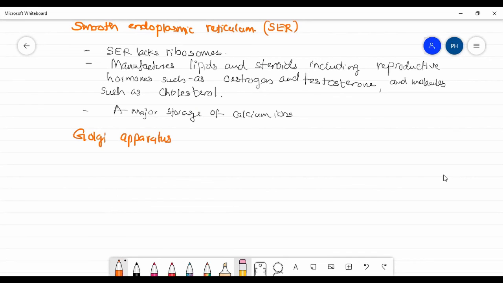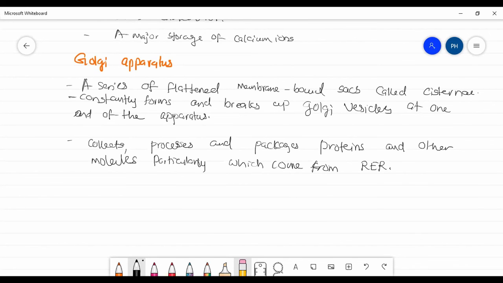Right, Golgi apparatus. The Golgi apparatus is a series of flattened membrane-bound sacs called cisternae. It constantly forms and breaks up Golgi vesicles at one end of the apparatus, collecting, processing and packaging proteins and other molecules, particularly those which come from the RER. It creates secretory vesicles and lysosomes.